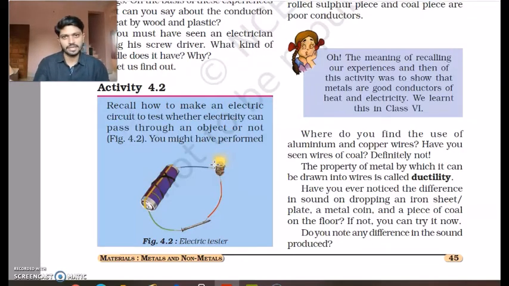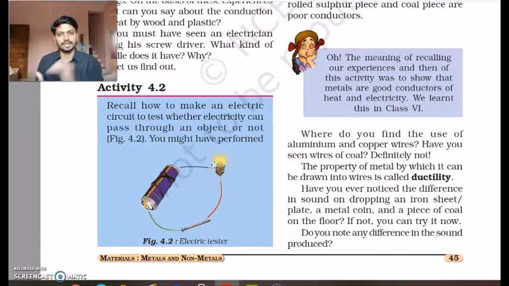But now, instead of that, try to keep a copper piece. Shall the electricity pass through the copper piece? Yes, it will pass. Instead of a copper piece, try to put an aluminum wire or an aluminum spoon. Will it pass? Yes, it will pass. So we already know metals are good conductors of heat, but now we also know that metals are good conductors of electricity as well.